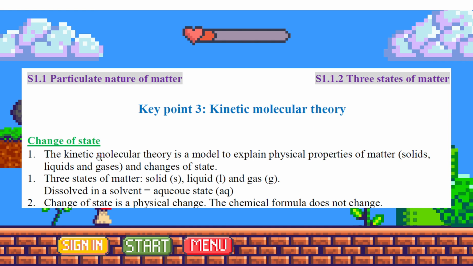The kinetic molecular theory is a model to explain the physical properties of matter, solid, liquid, and gases, and how they change into each other. We know we have three states of matter: solid, liquid, and gas. Of course, we know the fourth state, plasma, completely ionized, with a lot of high-energy electrons and the nucleus. We call it the plasma state. So we learn solid, liquid, and gas. Solid has the symbol bracket s, liquid bracket l, and gas bracket g.